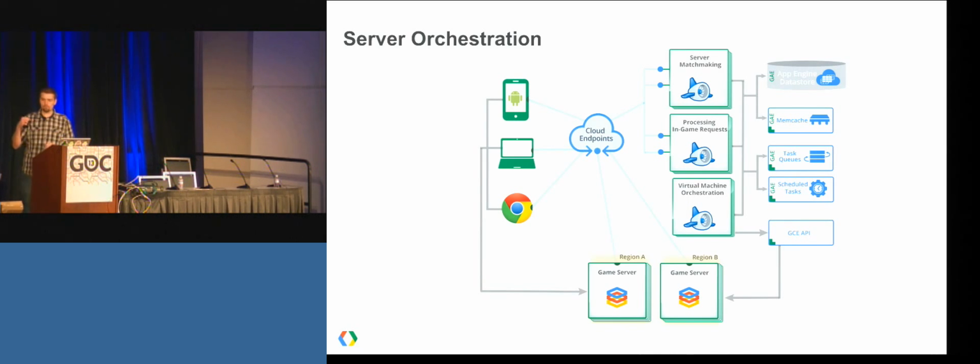And so if you have a region that is running out of capacity, how do you utilize the GCE API from App Engine to call out and create more instances? Similarly, if players are not currently active, you can pull those instances from server matchmaking. Once all the players leave, you can also turn that down through the API.